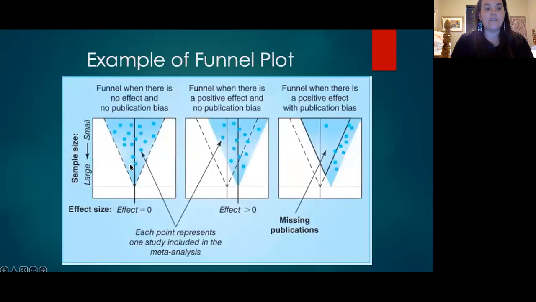When there is no effective publication bias, you'll actually see these overlap. And then funnel plot when there is a possible positive effect and a possible negative effect. So again, these are really important because each of these little points represent one study included in the meta-analysis, and then those missing publications. So I think it's really good to think about funnel plots in meta-analyses, but also in systematic review. So these are not specific to meta-analyses.